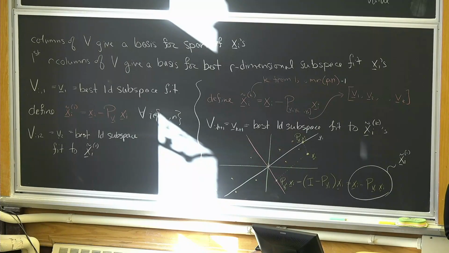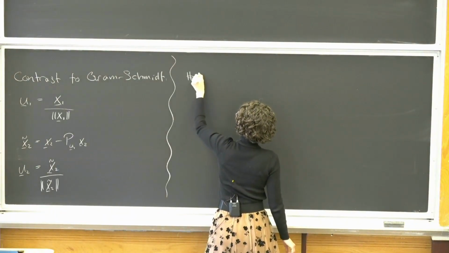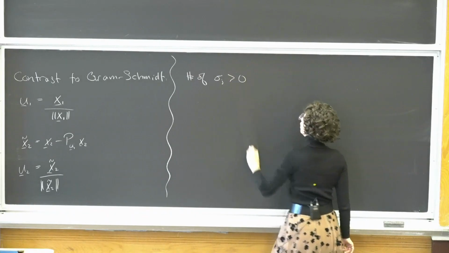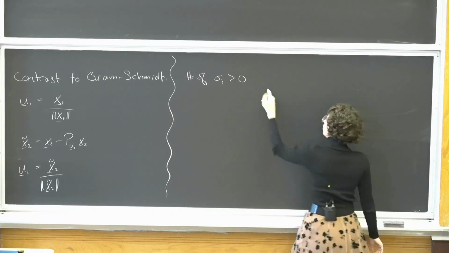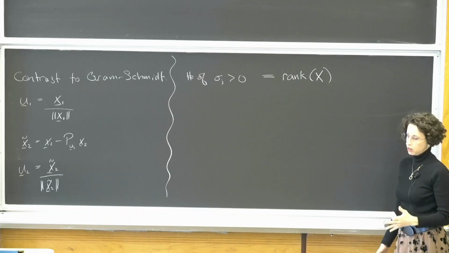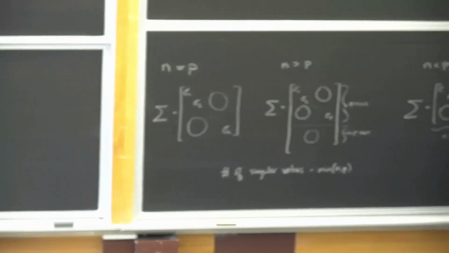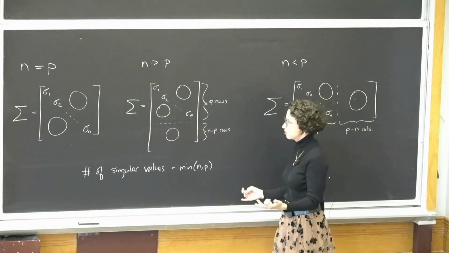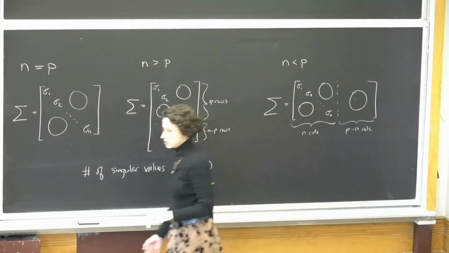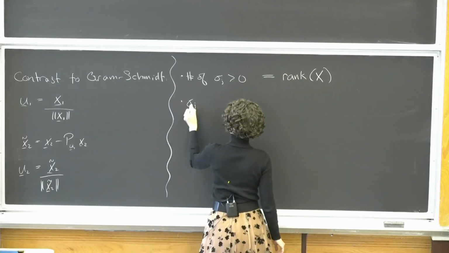A couple of other key points. We can look at the number of singular values, sigma j's, that are strictly greater than 0, not equal to 0. That is going to be equal to the rank of the matrix X. So if you compute the SVD of a matrix, you can just by inspection look at this sigma matrix and tell what the rank is. What you would see if you had a rank 1 matrix is that you'd have some sigma 1 here, and all the rest of these diagonal entries would be equal to 0.